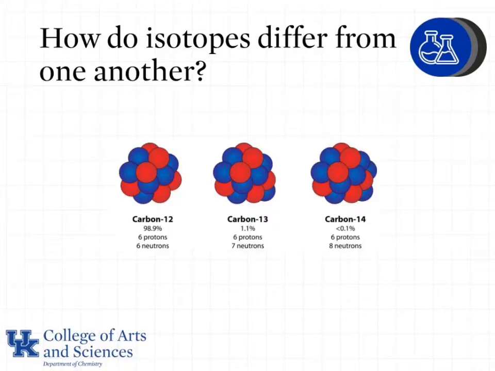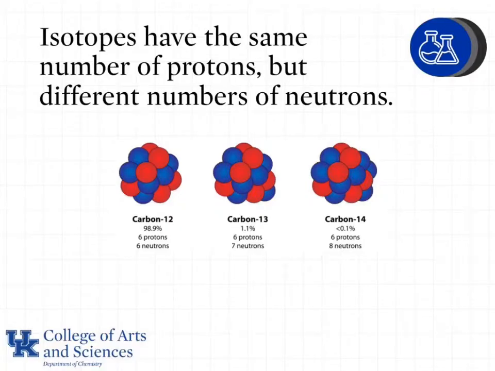Remember, if we change the number of protons, we change the identity of the element. So all three of these must have 6 protons. Because they're all neutral, they must each have 6 electrons. So the thing that differs among them are the number of neutrons. So isotopes have the same number of protons, but different numbers of neutrons.